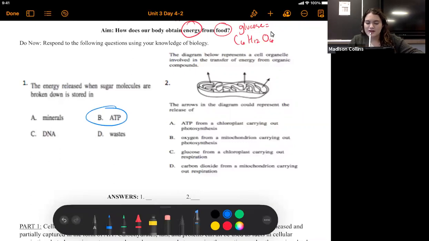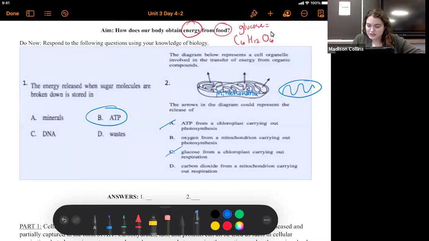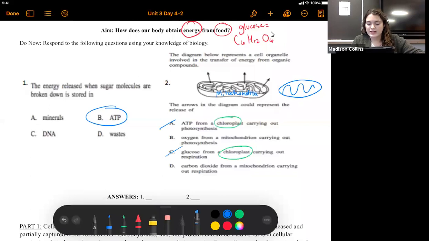All right, number 2. The diagram below represents a cell organelle involved in the transfer of energy from organic compounds. The arrows in the diagram could represent the release of what? So the first thing that you should notice is that this is that bean-shaped structure known as the mitochondria. You can always notice it based on those folds that are inside of it. So anytime you see little squiggly folds inside of it, it's going to be a mitochondria. So you can automatically eliminate answer choices C and A because those mention the chloroplast. So this is the mitochondria, so we're going to eliminate A and C.